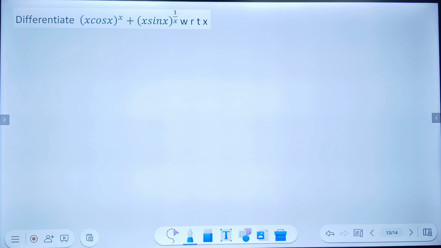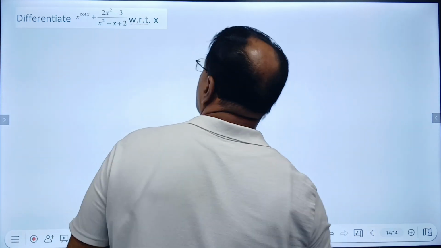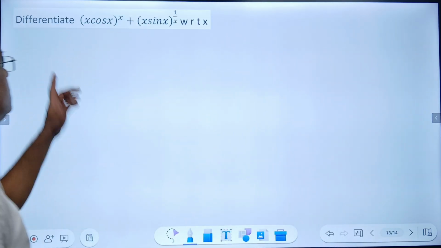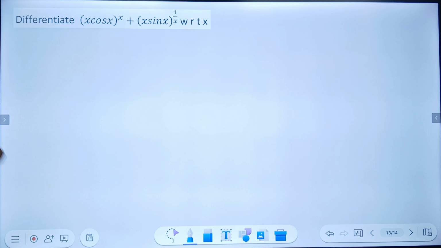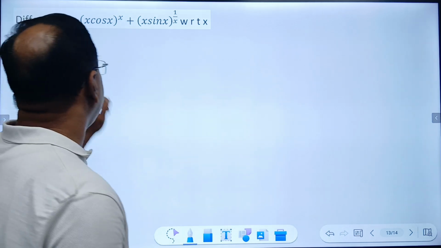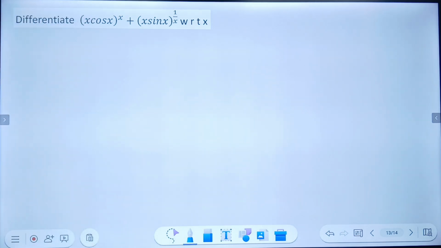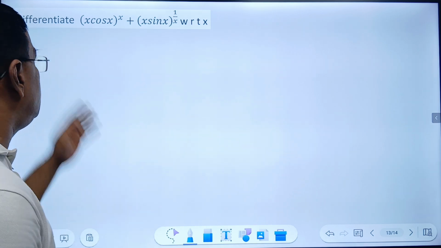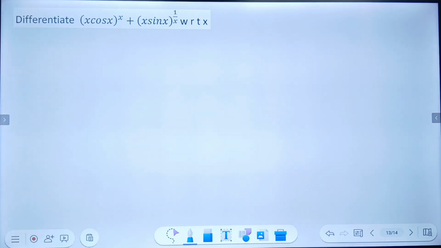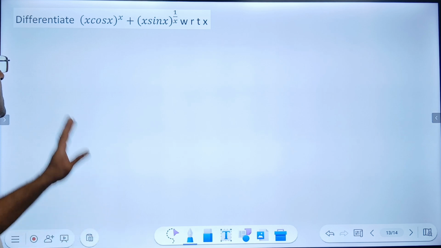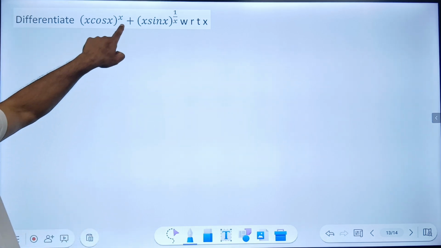Now, this is another very, very important question. I think after that I have one more. Okay, just last two questions. Now differentiate x cos x whole power x, plus x sin x whole power 1 by x. All these problems are from NCERT book. Very, very important type of question. Can I take log on both sides? The answer is definitely no, because there's a plus sign.